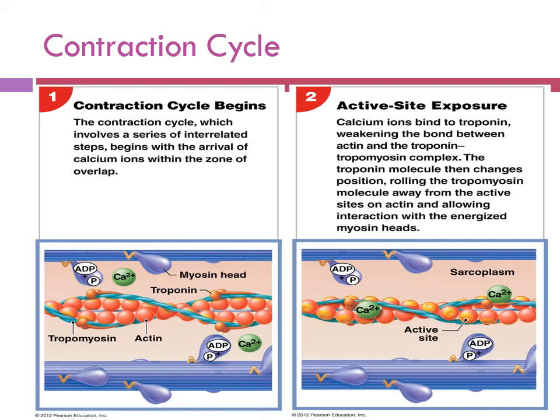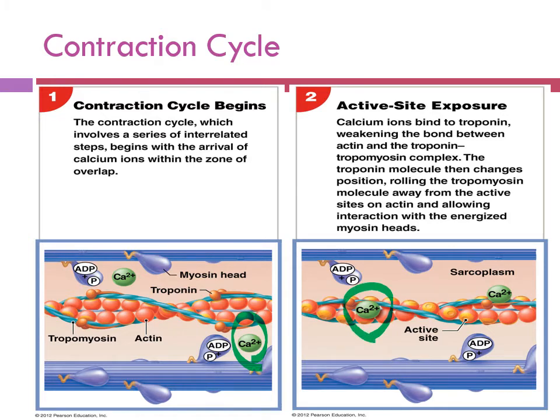So the piece that we just finished was the excitation of getting the action potential to travel along the sarcolemma down the T-tubule and stimulate the release of calcium from the terminal cistern. So now we're going to look at the actual contraction again. So with contraction, it begins with the arrival of calcium. Here's our calcium. And the calcium is going to bind to the troponin.